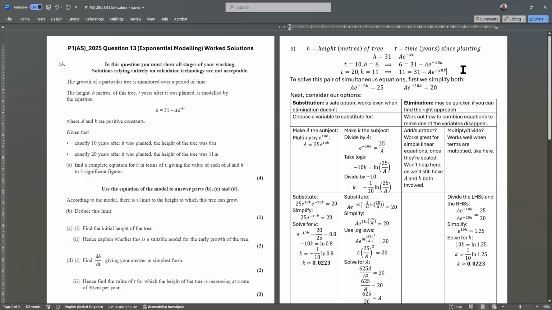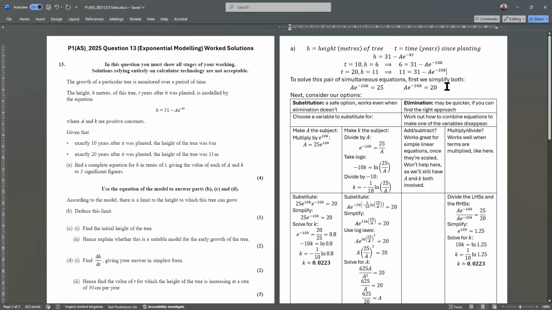Before I do anything else, I interpret that information in terms of T and H, and I write down two equations that correspond to it. So I've got the 6 equals 31 minus something, and then 11 equals 31 minus something. And then you've got to take stock. Figure out what you're dealing with. What do we need? We need the values of A and K. What do we have to work with? We have these two equations.